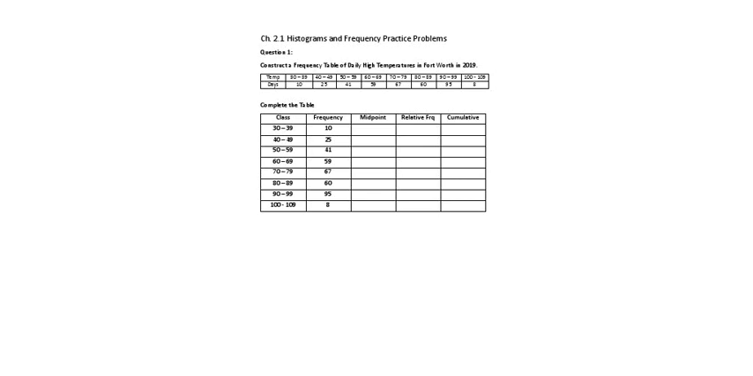So right here we have a list of temperatures broken up by the number of days. This is about high temperatures in Fort Worth last year. And you'll notice that they already did the class and the frequency for us. So we have to do midpoint, relative frequency and cumulative frequency.